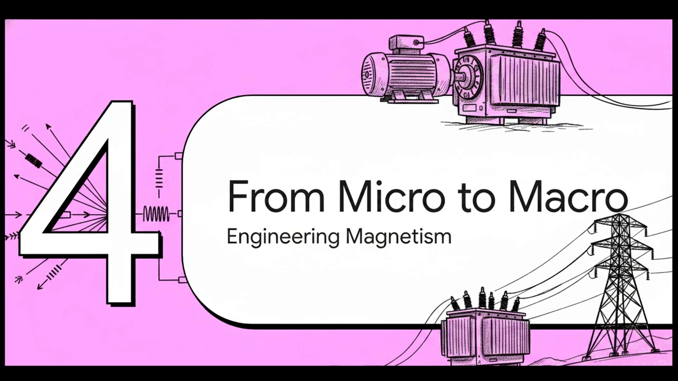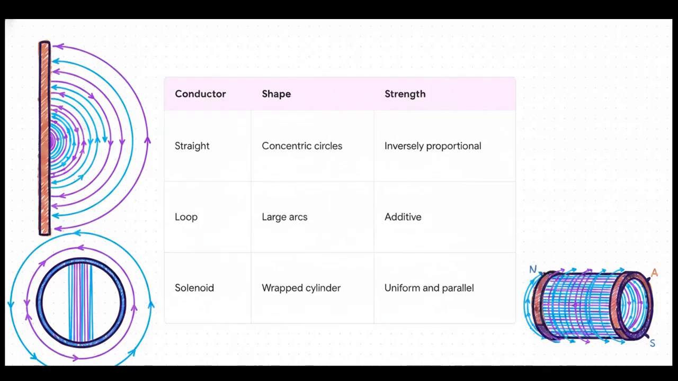Now that we've got the rules of the road down, let's scale things up and see how this builds from tiny wires to massive machines. Think about how simply changing the physical geometry of a piece of copper drastically changes the game. We start with a straight wire, giving us those perfect concentric circles.